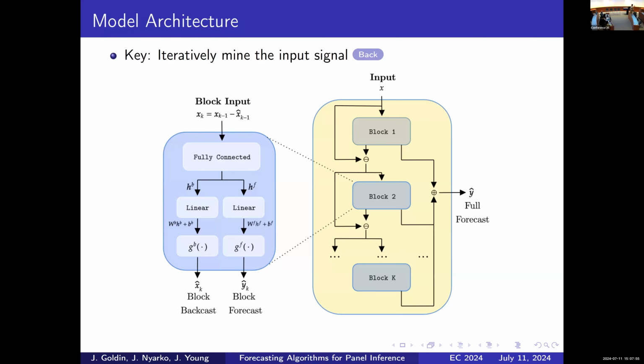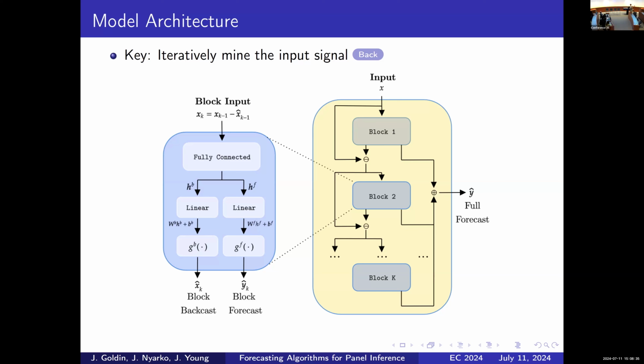I'm sure people are probably curious about the architecture. I saved this slide here. So this architecture is a little bit special. You have this input, whatever data input you want, and it's going to go through a sequence of blocks. And in every single block along the way, you're going to have this sort of residual structure where you're going to produce a partial forecast, and you're also going to produce a backcast. And so whatever backcast you produce, you're going to subtract that off of your input and feed that residual into the next block. So you're iteratively mining the signal.